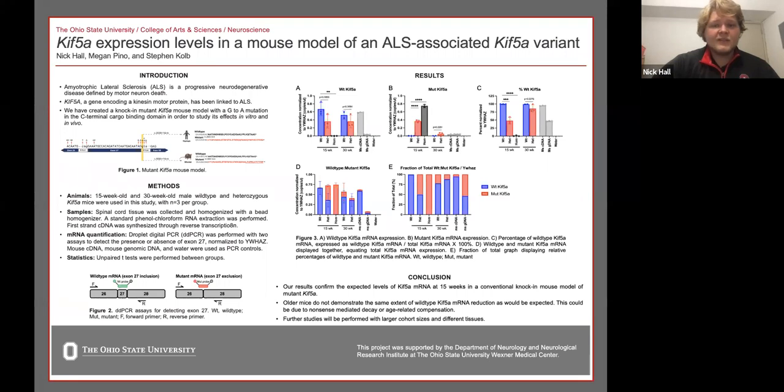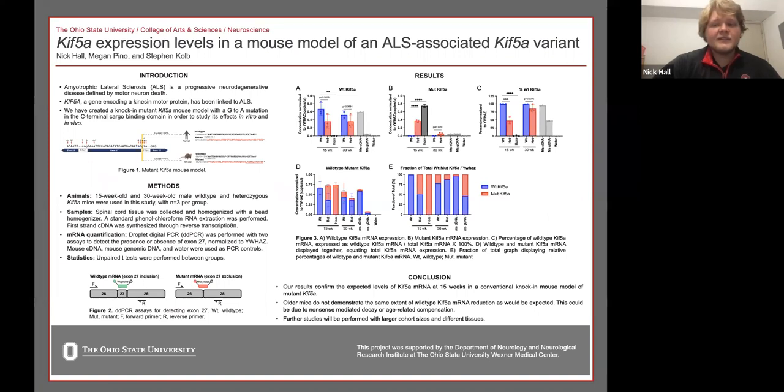Panel B shows the mutant Kif5a expression. Heterozygous mice had a 40% increase in mutant Kif5a, and homozygous mice had an 80% increase when compared to wild-type mice at 15 weeks. However, 30-week-old mutant mice had much lower expression of mutant Kif5a than 15-week-old mutant mice. The 15-week wild-type mice had near 0 amounts of mutant Kif5a mRNA, as to be expected.